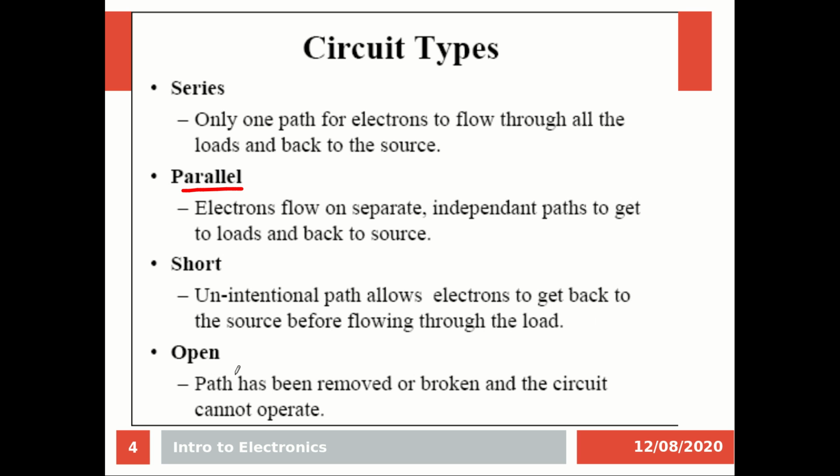Open circuit: a path has been removed, or the circuit is broken, so the circuit can't operate. Like when you switch off the switch, or you cut the wire, so there are no electrons flowing through these wires.